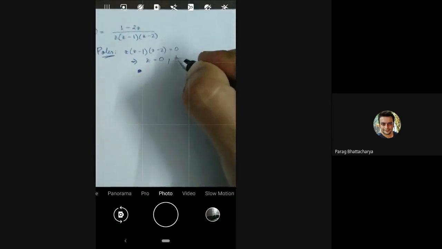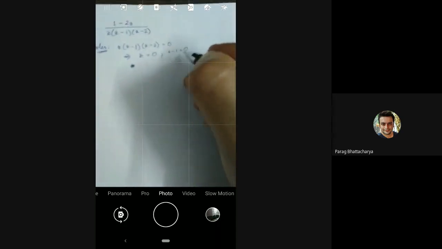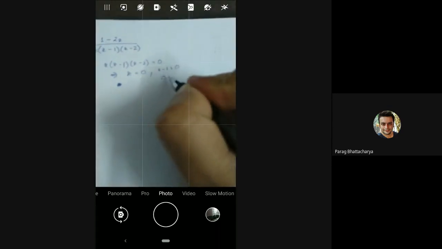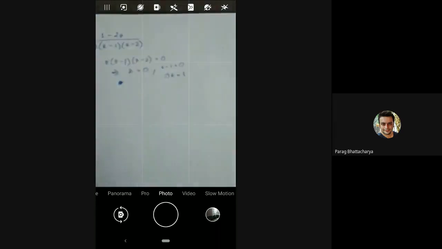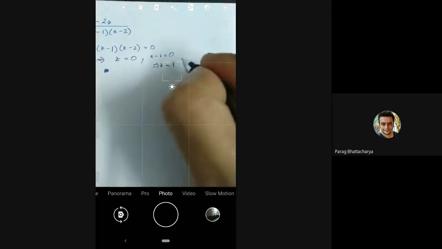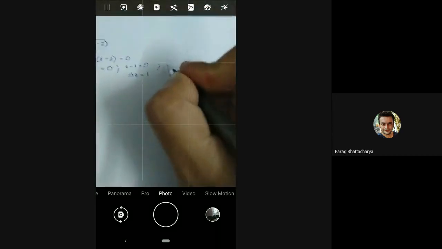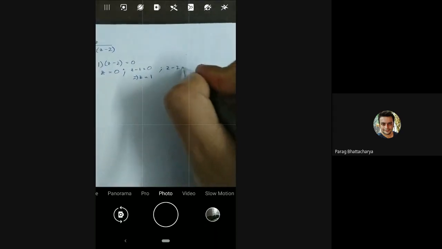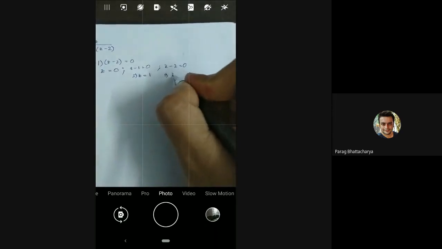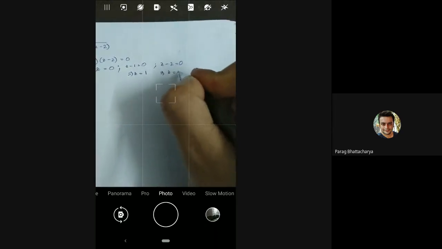Z minus 1. One is z equal to 0. Another one is z minus 1 equal to 0, which implies that z is equal to 1. Z equal to 1 is another possibility. Then one more possibility is z minus 2 is equal to 0, which implies z is equal to 2.